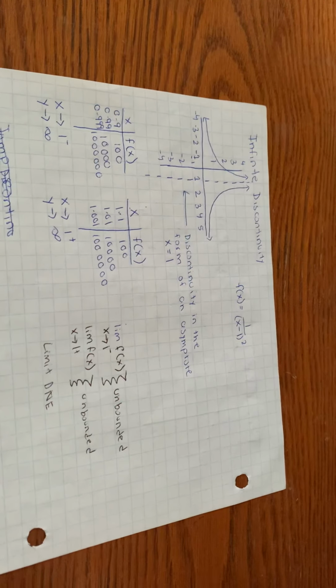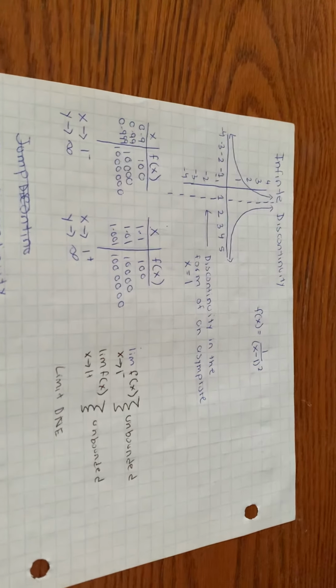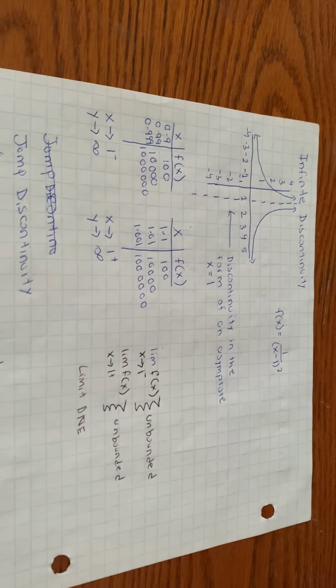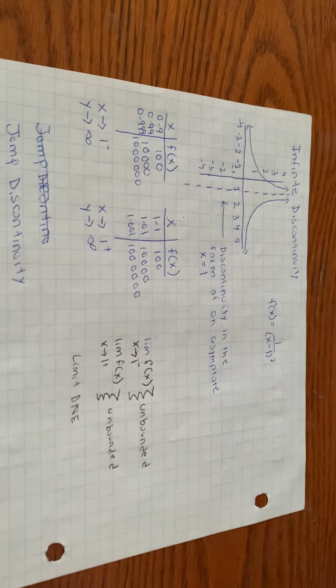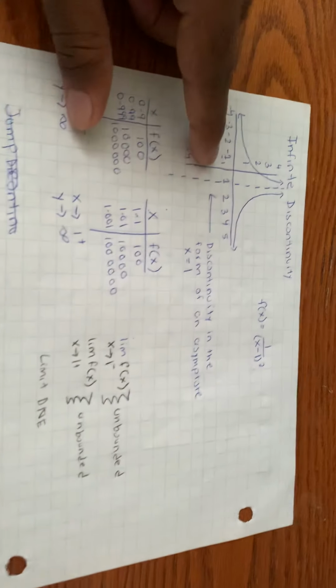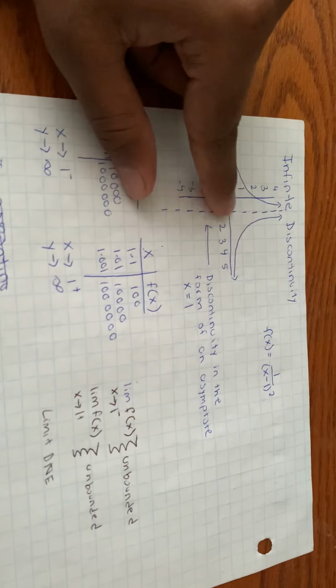Next discontinuity we're moving on to is infinite discontinuity, also known as asymptotic discontinuity. This is a discontinuity in the form of an asymptote. You'll notice that in this example graph I have here, there's an asymptote at 1.